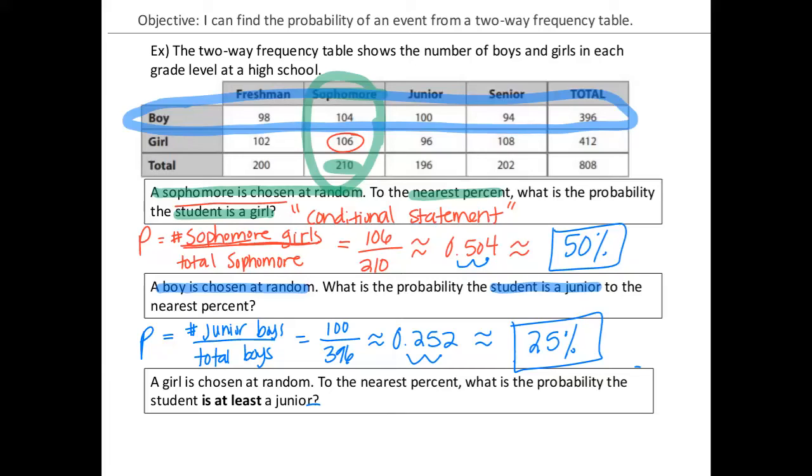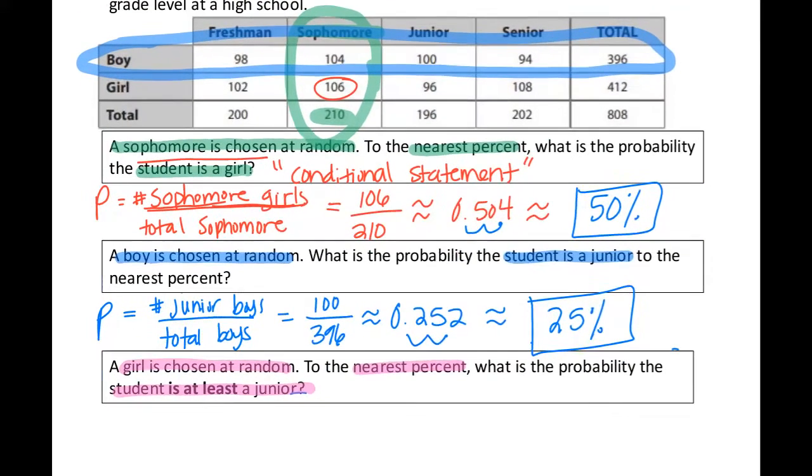Okay, now for the third question here, it says a girl is chosen at random. To the nearest percent, what's the probability that the student is at least a junior? So this one's a little bit different because of the words at least. So at least a junior, what does that mean? Talk to your partner. What do you guys think? At least a junior. What is that asking for? Lefties, if you're sitting on the left side, share first, please.